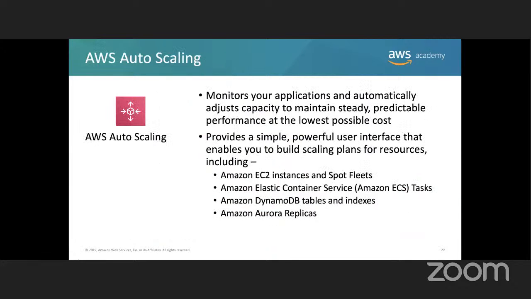So auto scaling monitors your application and automatically adjusts capacity to maintain steady, predictable performance at the lowest possible cost. It provides a simple, powerful user interface that enables you to build scaling plans for resources, including EC2 instances and spot fleets. Guys, when you see the word fleet, that's a bunch of spot instances. That's what it means. An Amazon EC2 instance fleet is like saying a group, but they call it a fleet, okay?